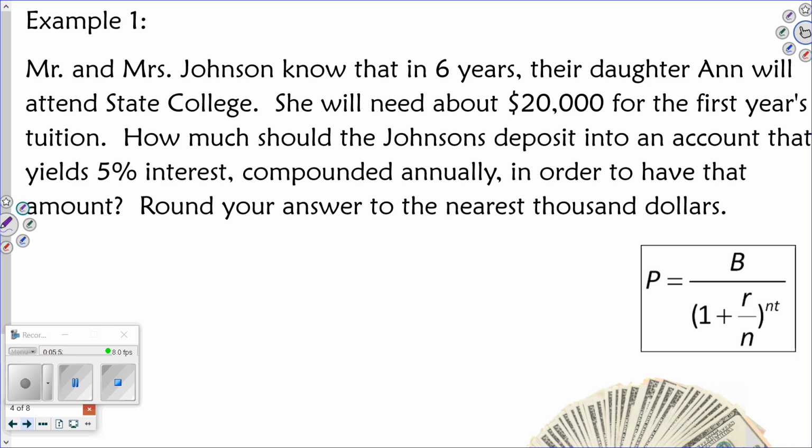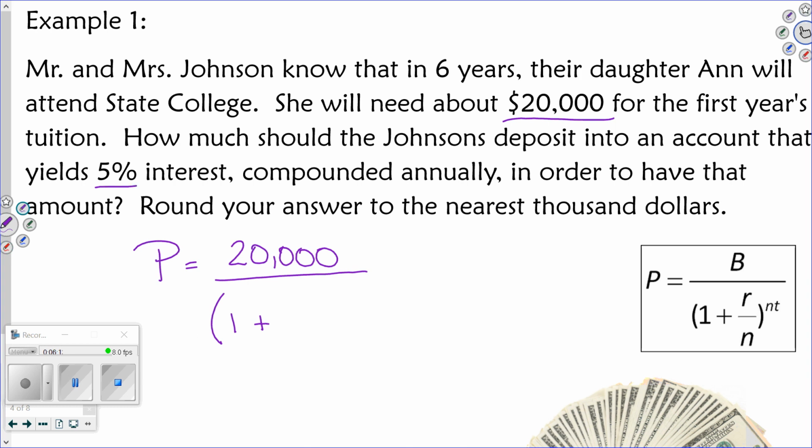All right, so using our formula, P is the part I'm solving for, I don't know. My balance, how much do I want in there? I want 20,000 divided by parenthesis 1 plus, what's my rate? Good, 0.05 divided by n. How many times is it being compounded? Once, because it says annually. That's 1. Then it'd be 1 times how much time? 6 years.